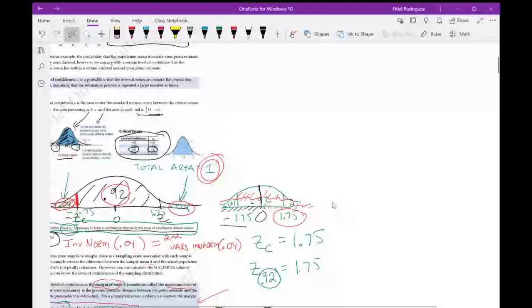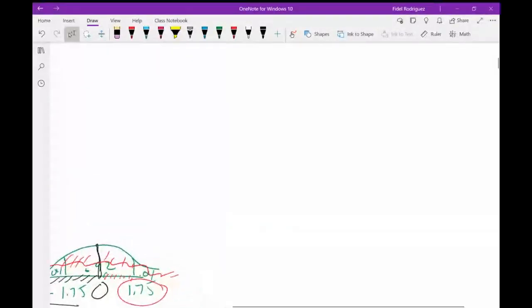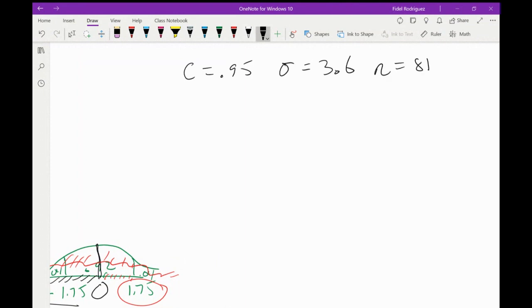Okay, so I'm just going to work over here on the side somewhere. There were a couple of pieces of information that they gave us. They gave me that C was 0.95. They gave me sigma to be 3.6. And they gave me N to be 81. And they were asking us to find our margin of error. So all I'm going to do is write down the formula that I had there in my notes.